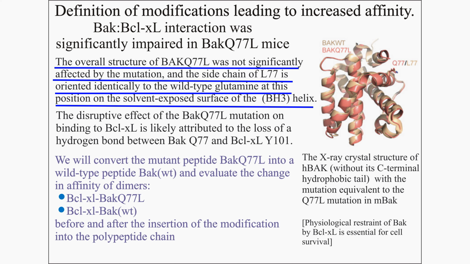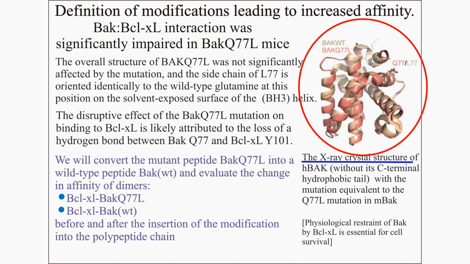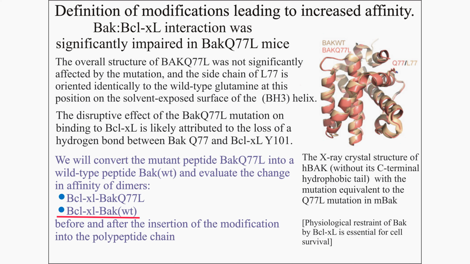During the experiment, it was found that the disruptive effect of the BAK Q77L mutation on binding to BCL-XL is likely attributed to the loss of the hydrogen bond between BAK Q77 and BCL-XL Y101. The figure shows the X-ray crystal structure of BAK with the mutation equivalent to the Q77L mutation in BAK. Thus, we will introduce a substitution into the existing BAK peptide, replacing leucine 77 with glutamine, and then converting this mutant peptide into a wild-type peptide, and then compare the obtained physical parameters for two different structures.